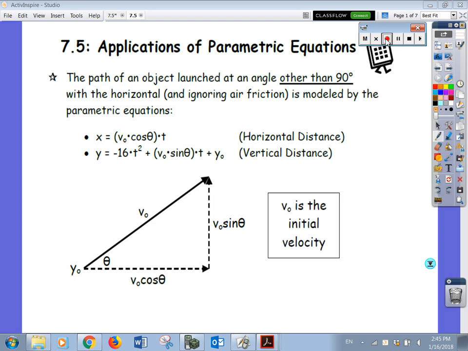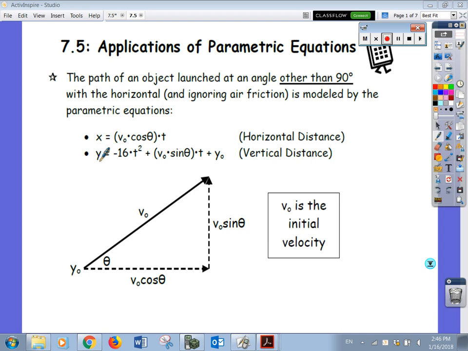Notice for the horizontal, x and cosine go together, and for the vertical, y and sine go together. So that's how you can remember which word goes with which component, x or y.